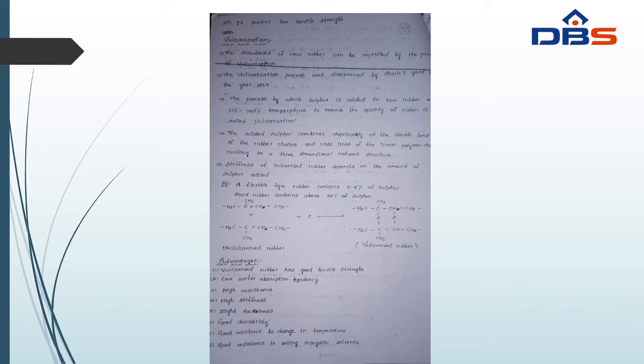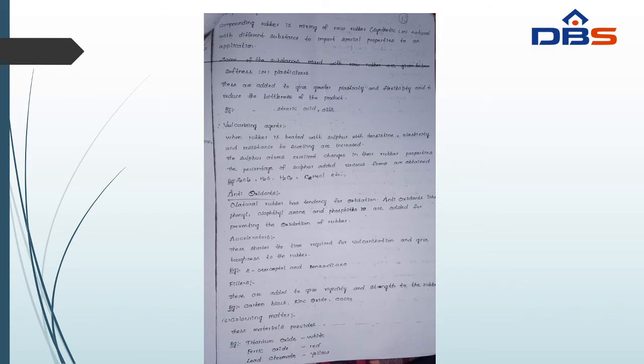So those are the advantages of vulcanized rubber. The vulcanized rubber has good tensile strength, high resistance, high stiffness, good durability, good resistance to changes of temperature, and good resistance to swelling in inorganic solvents. That is the core of the vulcanization process.